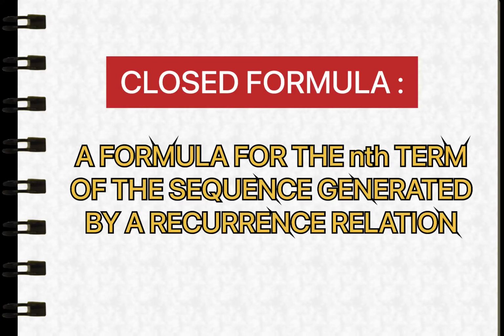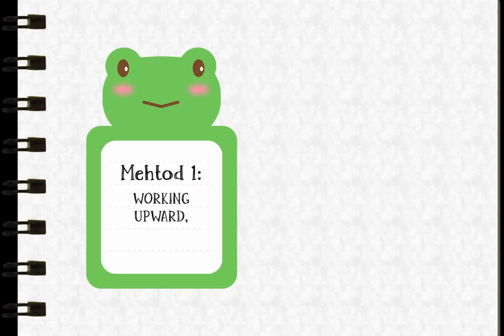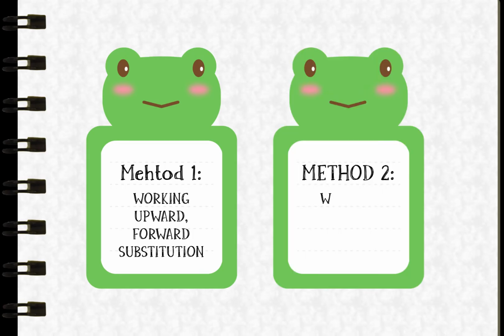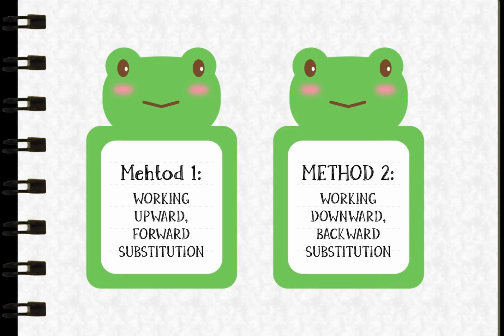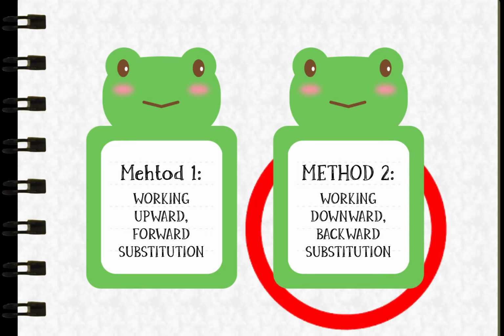So what is a closed formula? A closed formula is a formula for the nth term of the sequence generated by a recurrence relation. There are 2 different methods, which are working upward, forward substitution, and working downward, backward substitution. For the Tower of Hanoi, we will use method 2.